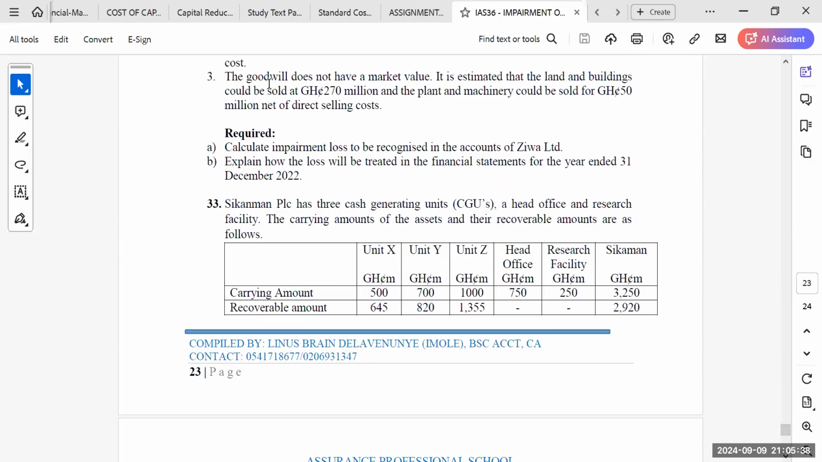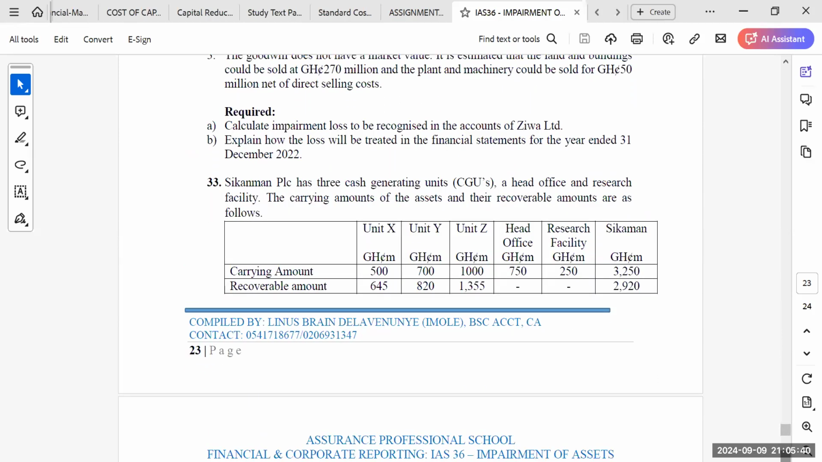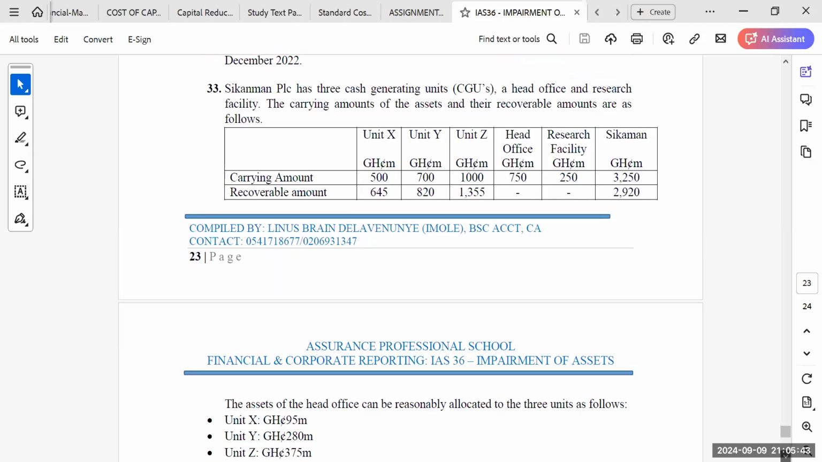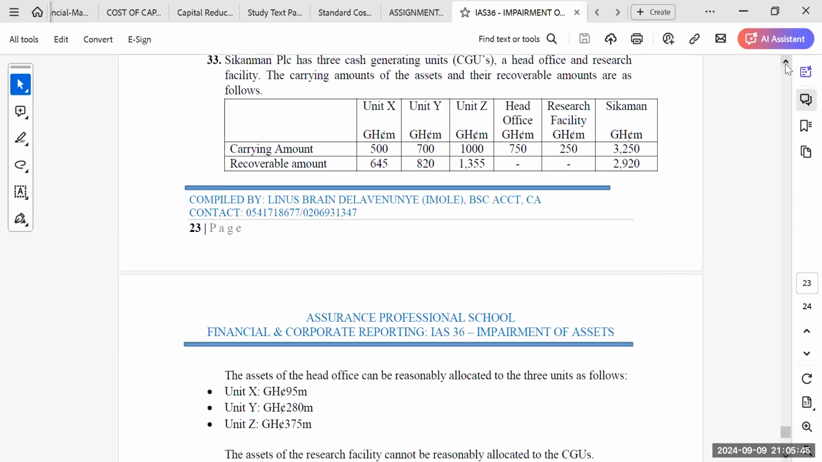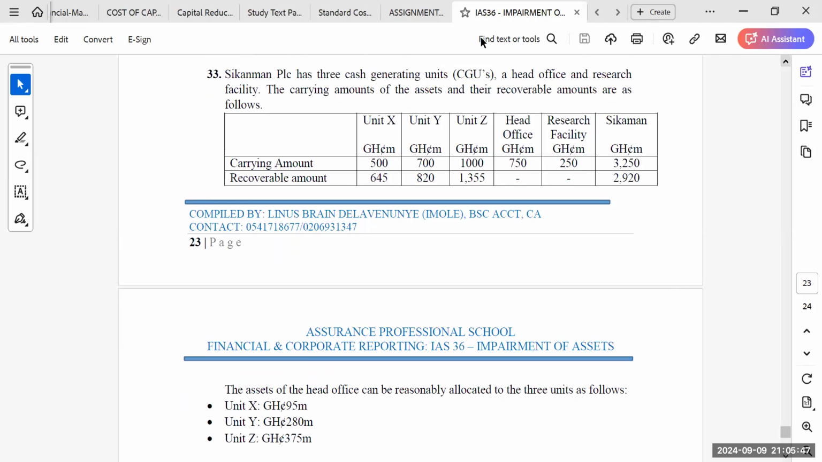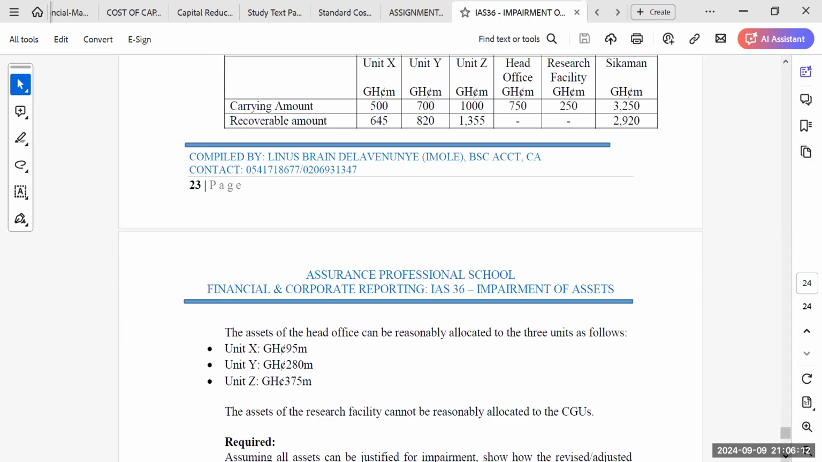Okay, question number 33. Question 33. All right. Sycamine PLC has 3 cash generating units, a head office, and research facility. The carrying amount of the asset and their recoverable amount are as follows. So you have unit X, Y, Z, head office, research, and then the total. Their carrying amount and the recoverable amount.